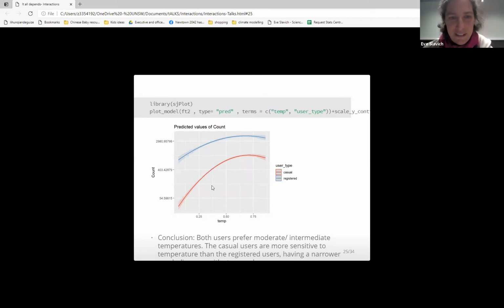So this is just plotting out the fitted model. Here we have the casual users, and here we have the registered users. And this is their predicted counts per day. And so from this plot, I think the best way to go from this to results is just to interpret it descriptively. And so I've said here that both users prefer moderate, intermediate temperatures.